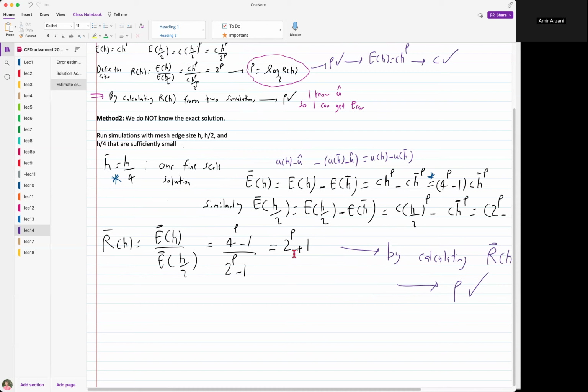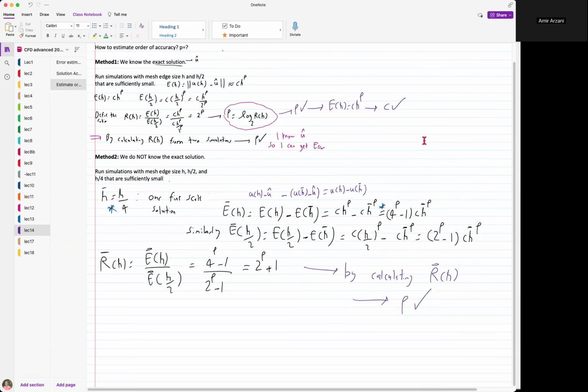2 to the power p plus 1. Now this ratio you can calculate, because you have all these 3 simulations: the h simulation, h over 2, and h over 4. Once you calculate this ratio, you can solve for p from this expression, and then you will find the order of accuracy for your solution. But in all of these, you need to make sure that the edge size you choose is sufficiently small for your approximation to be accurate.